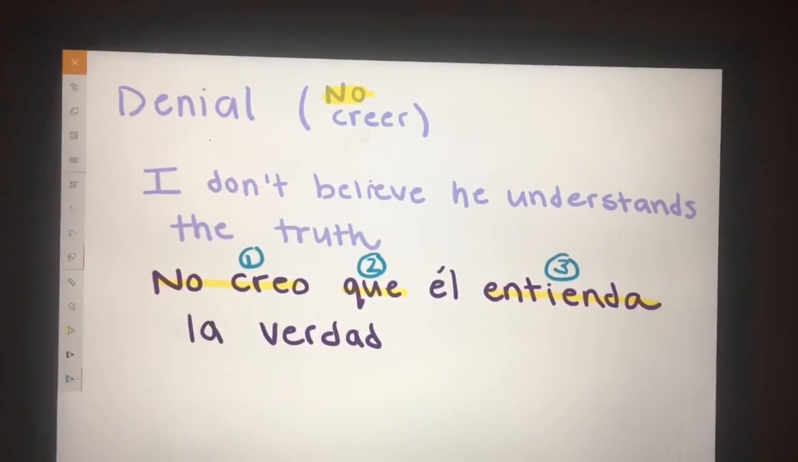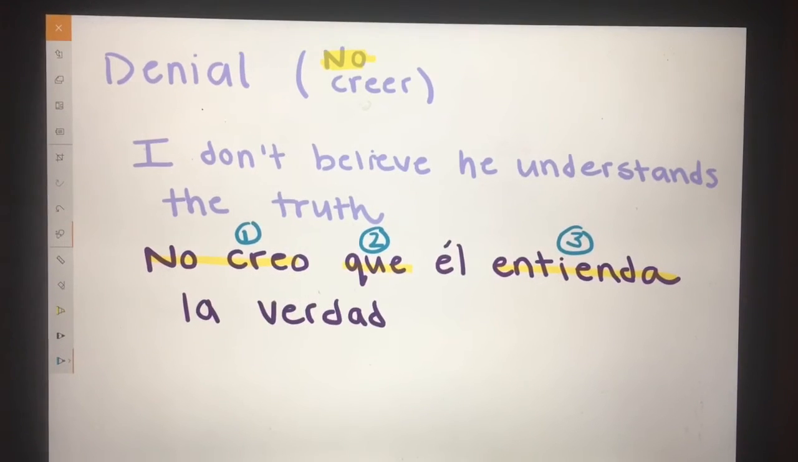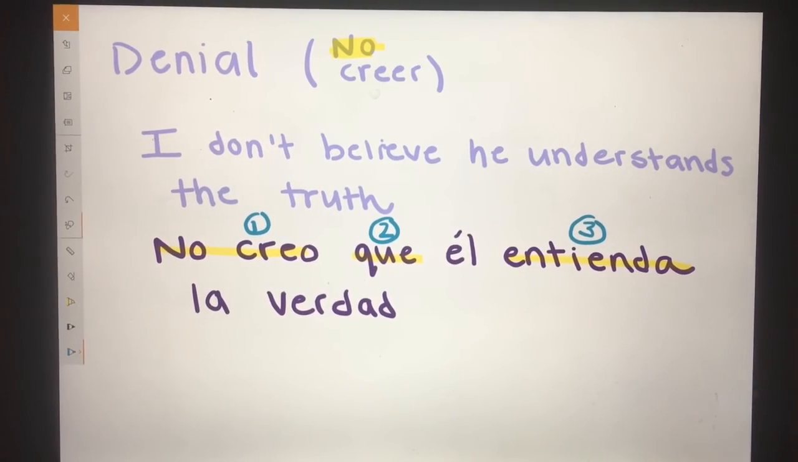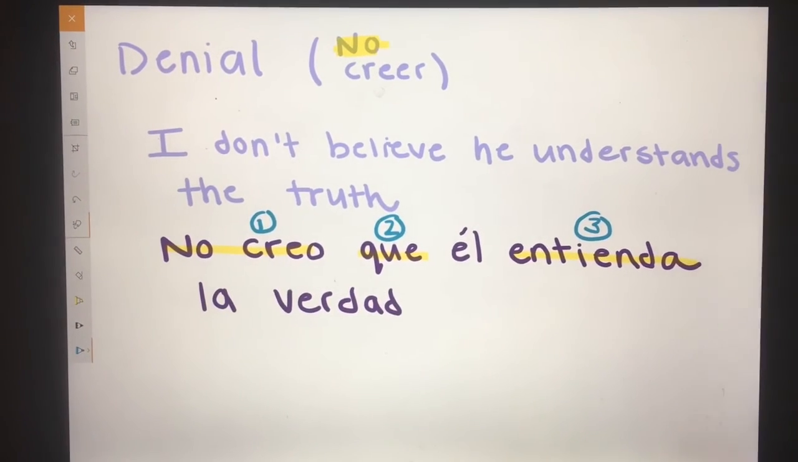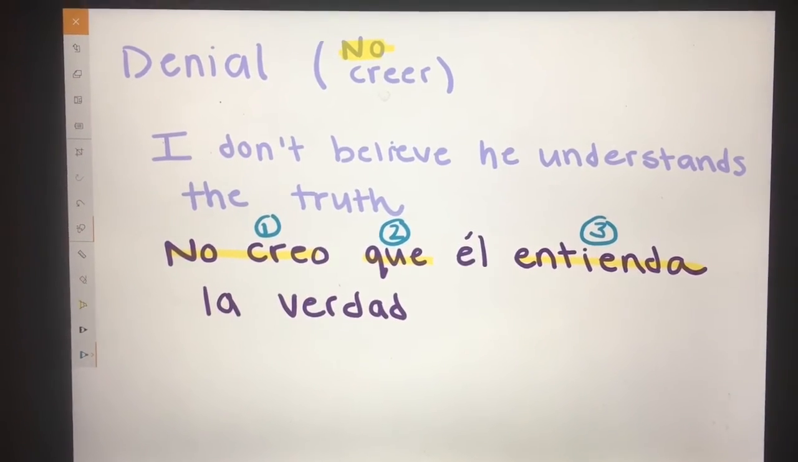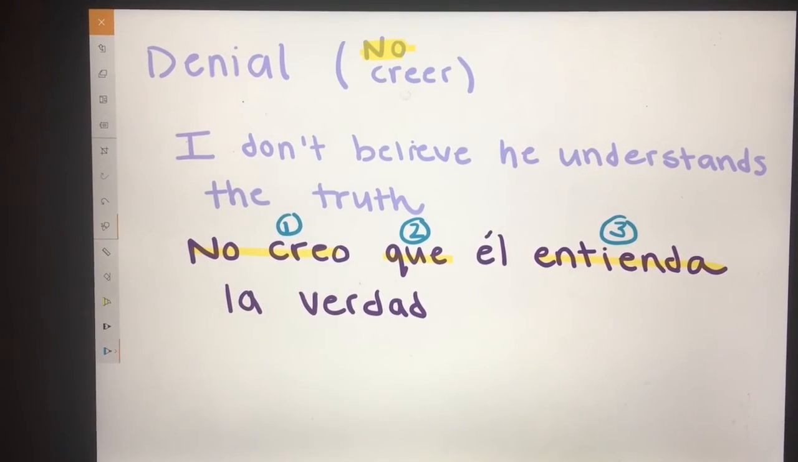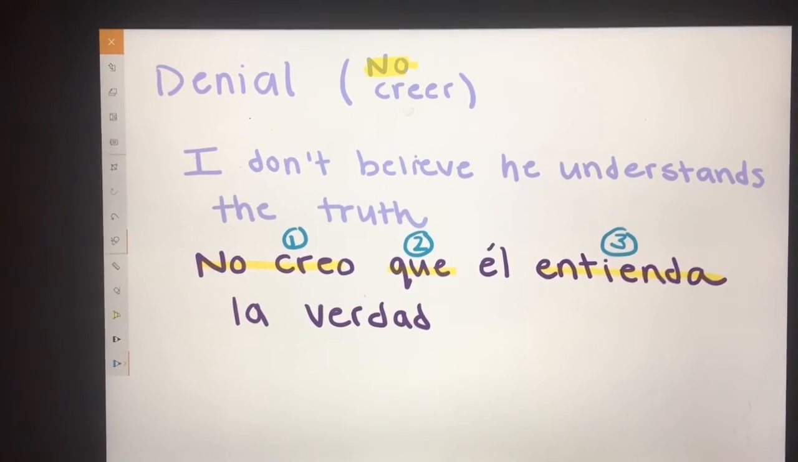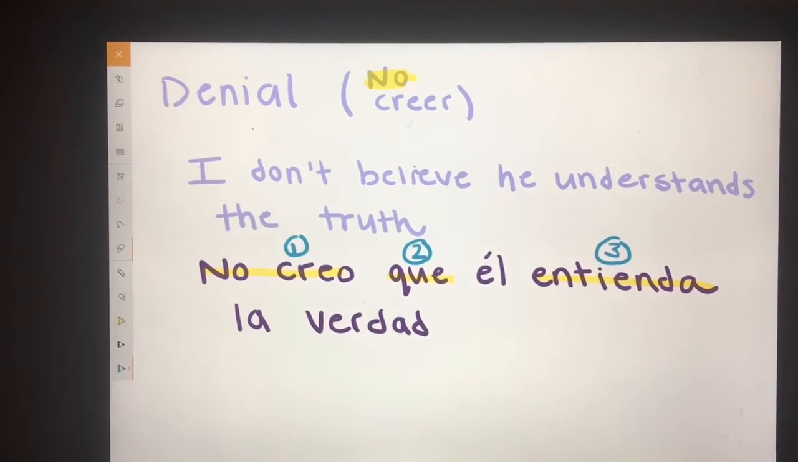So similar to how we have two ways to express doubt, we also have two ways to express denial. So previously I mentioned using the verb negar, which literally means to deny, but you can also express denial using creer. But again, you have to have a no before the conjugated form of creer, because if it was just I believe, there would be no denial there. The no signifies that there is denial.